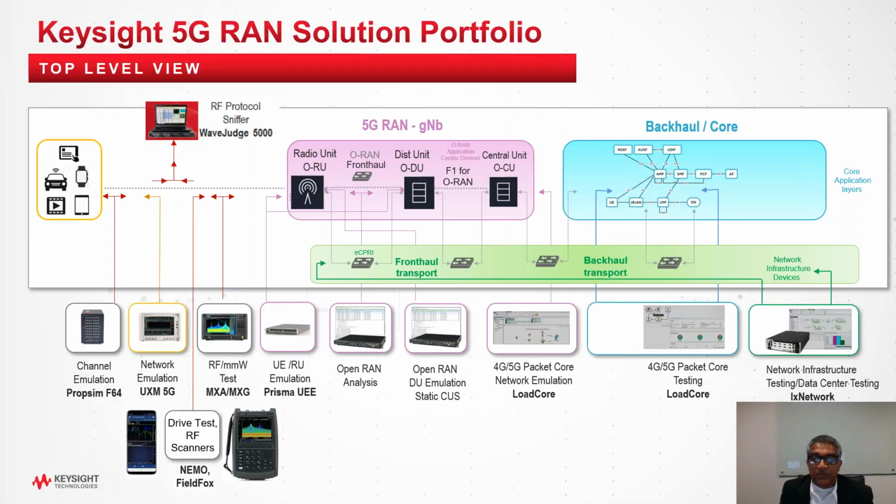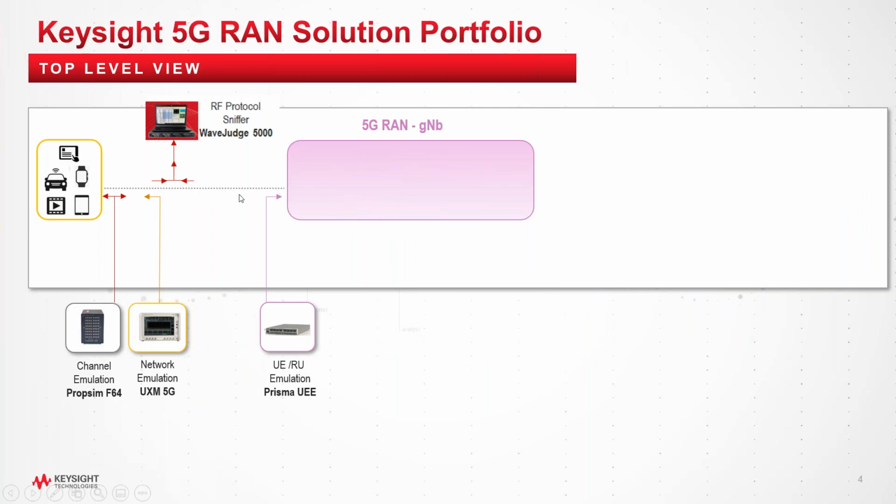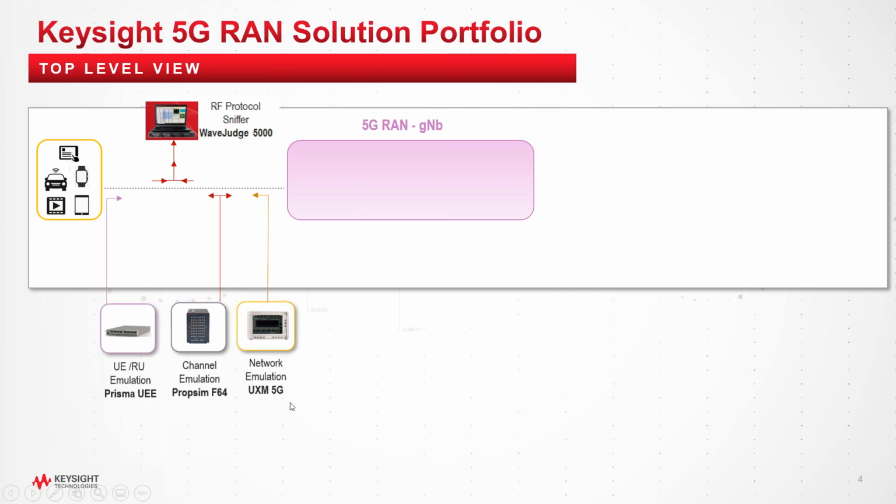So let's start off with the 5G portfolio of Keysight. Some of you may have seen this diagram in the past, so you might be familiar with it. Those of you that are not familiar with it, that's okay. We're just going to focus on this network emulation system we have. We call this the 5G UXM. And then on the top here, we have the WaveJudge 5000, which is an RF sniffer. The RF sniffer will be working with a Cipher Judge, which you will see shortly.